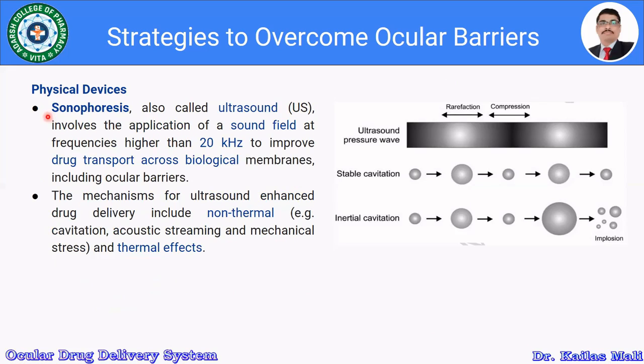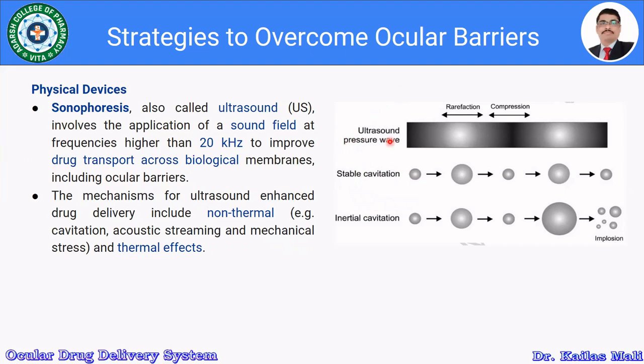Let us see the sonophoresis. Sonophoresis is yet another approach. Here we are using ultrasound waves. It involves the application of a sound field at frequencies higher than 20 kilohertz to improve drug transport across biological membranes, including the ocular barrier. Sonophoresis can be utilized for the ocular barrier also, and it is going to improve the permeability of the formulation or drug by the cavitation mechanism.